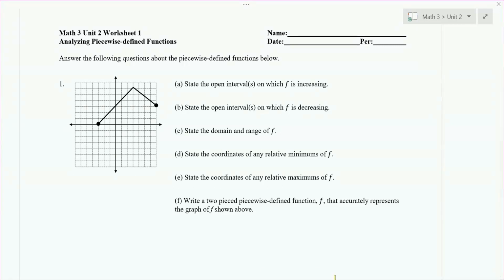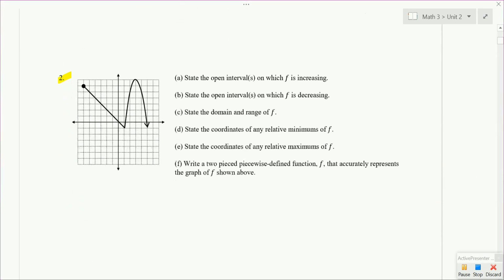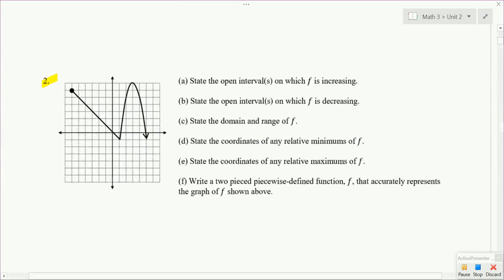I'm going to go over a couple problems from the Unit 2 Worksheet 1. We're going to start with number 2. Number 2, we're given a graph and we're asked to do a few things.